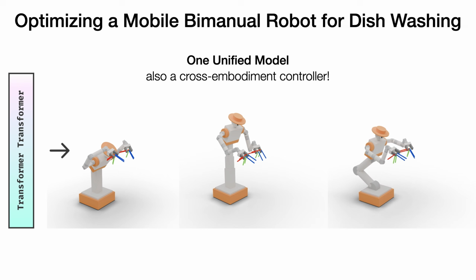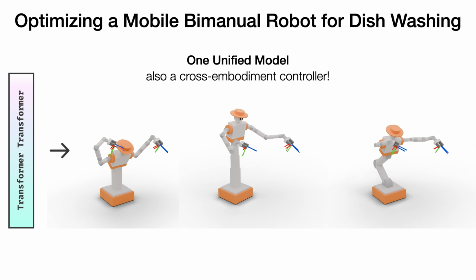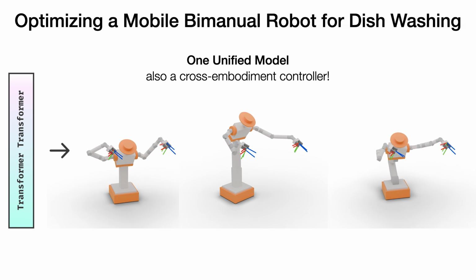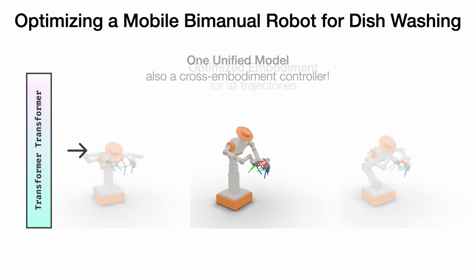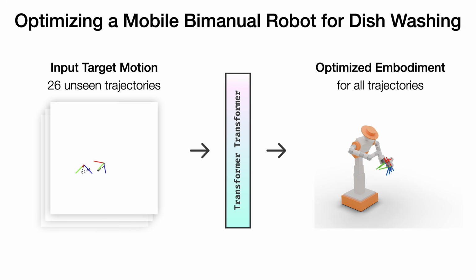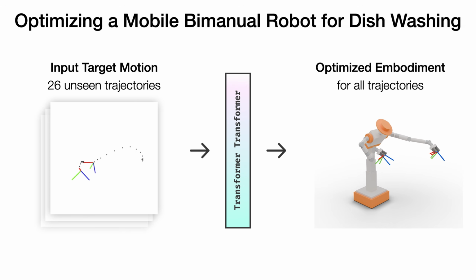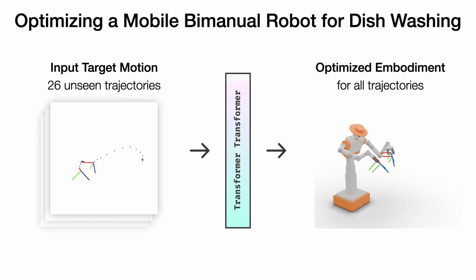After generation, the same unified model is also the cross-embodiment controller used to validate the generated robots. Essentially, what we've done here is input a dataset of human demonstration trajectories and got out a robot simultaneously optimized for all those motions for a task as complex and long horizon as dishwashing.